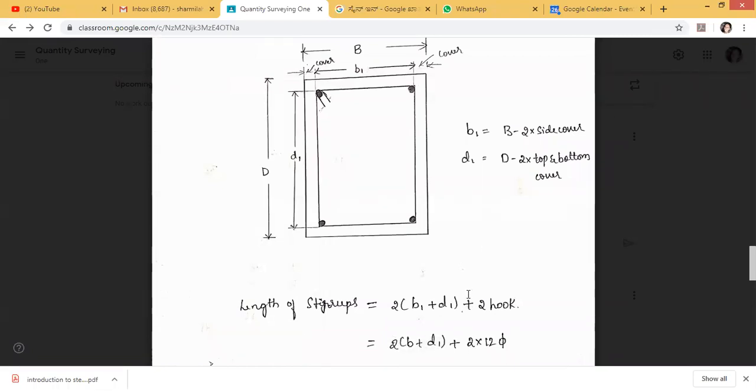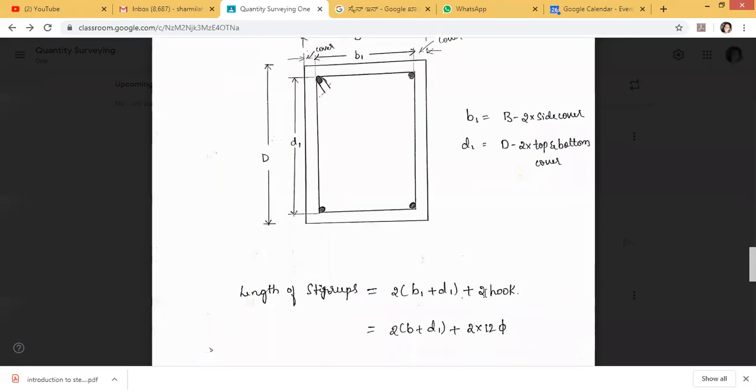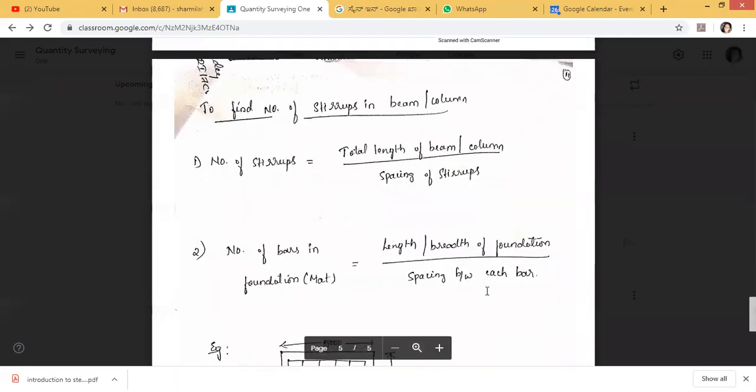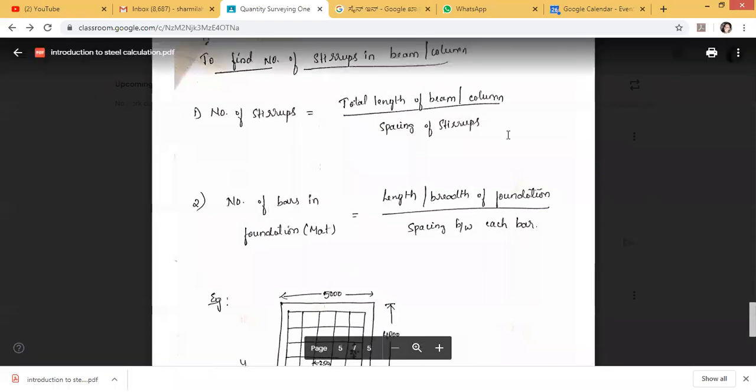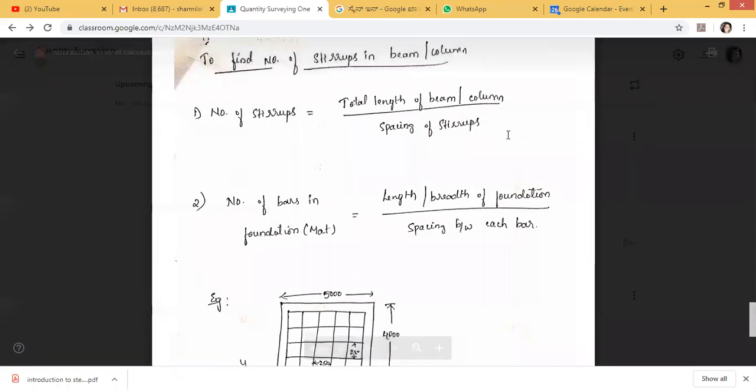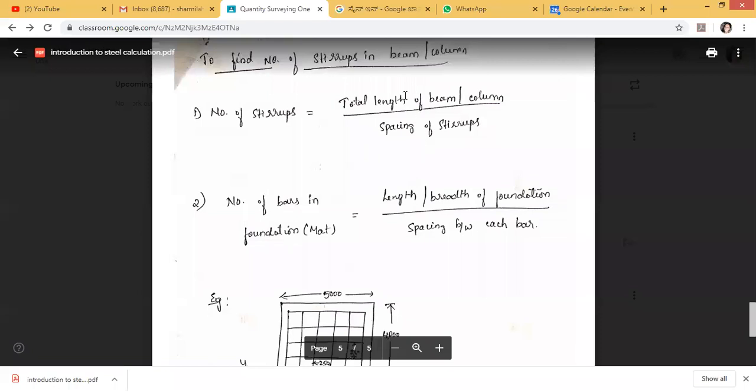And if you see in the beam, you will not have only one stirrup. You have a number of stirrups, so you have to calculate the number of stirrups also. How to calculate the number of stirrups? There is a formula here. Number of stirrups is equal to the total length of the beam or column, suppose the beam or column is 3 meter, you consider 3 meter, divided by the spacing of the stirrups. The spacing of the stirrups will be mentioned in the question, so you take the spacing and then calculate the number of stirrups.